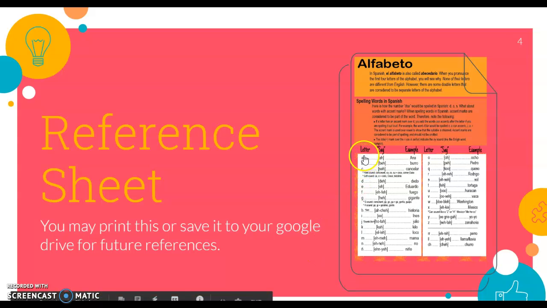So this is a letter. We have the same letter that we do in English. All the letters are the same. This column here is how we say these letters in Spanish. So A is A in Spanish. Example of the sound would be Ana. B is B in Spanish, and the sound would be burro. C is Se, cancelar. That has two sounds. We'll talk about that later. I'm going to go through them really quick.